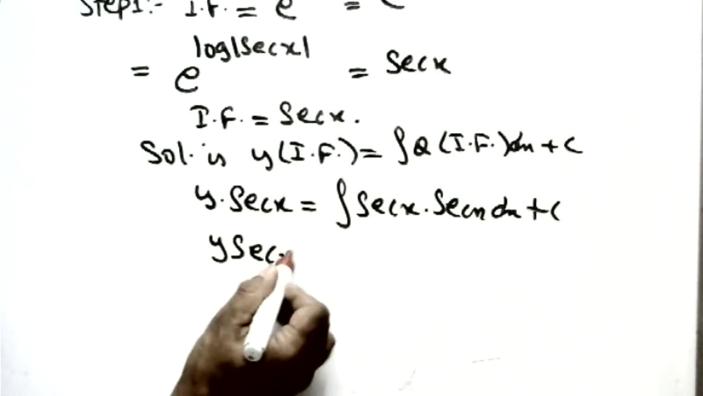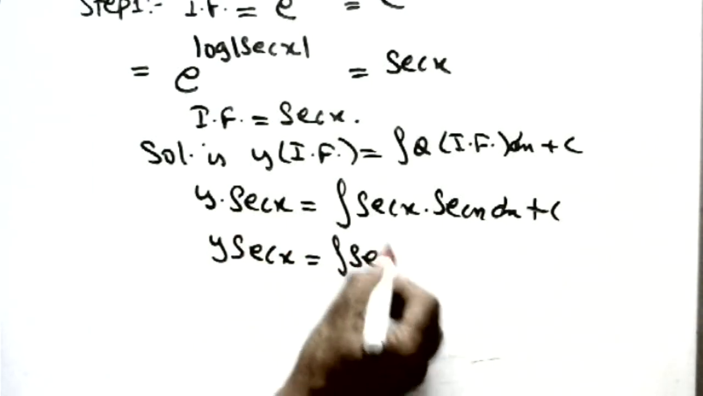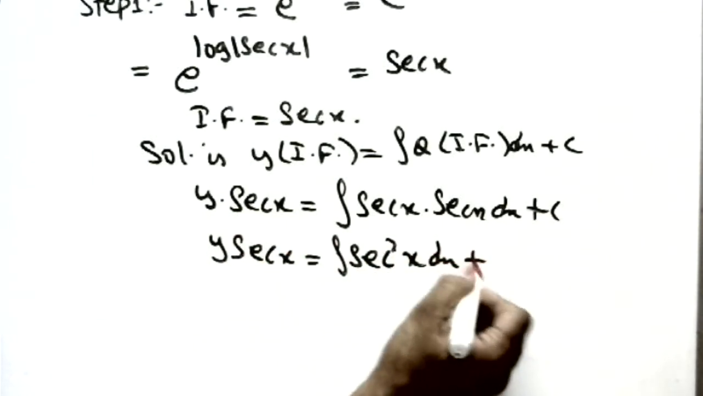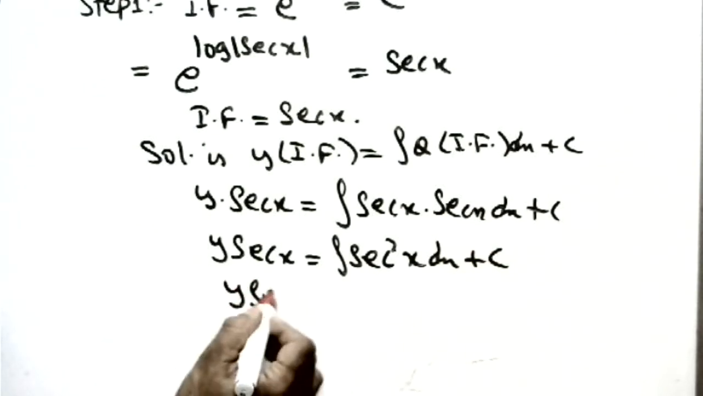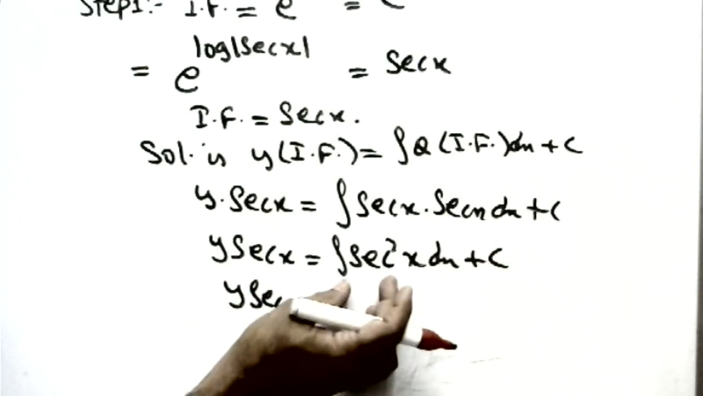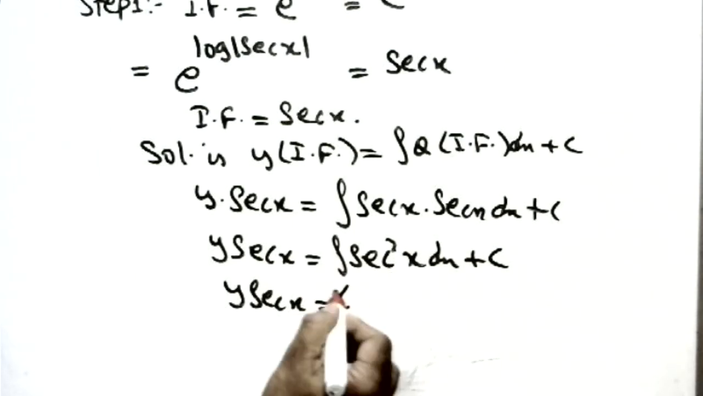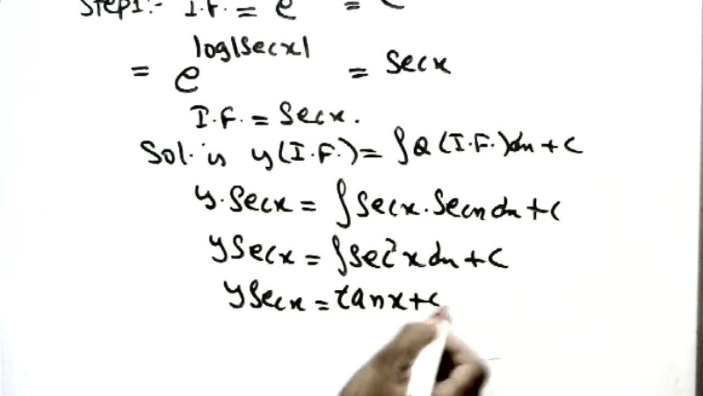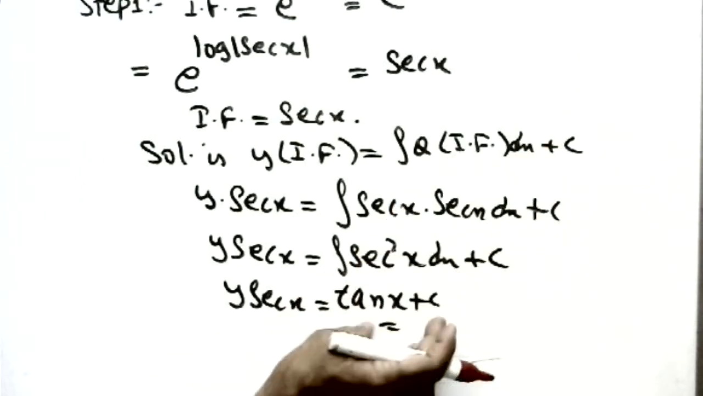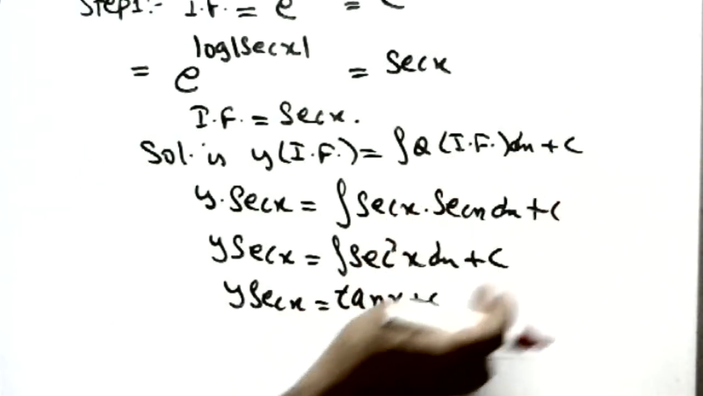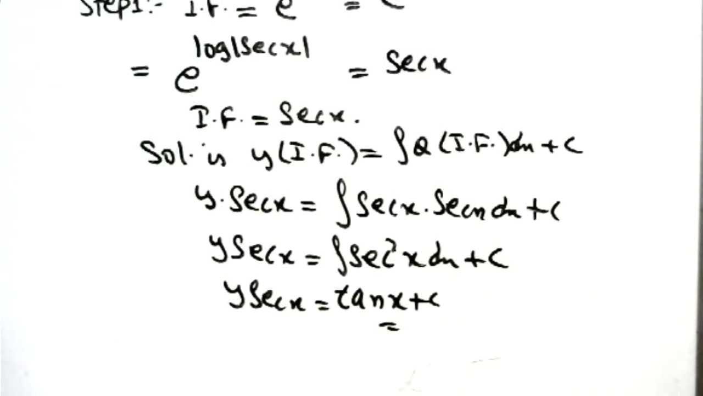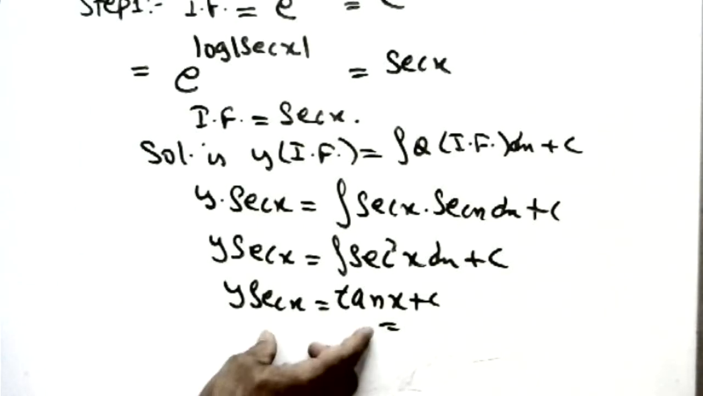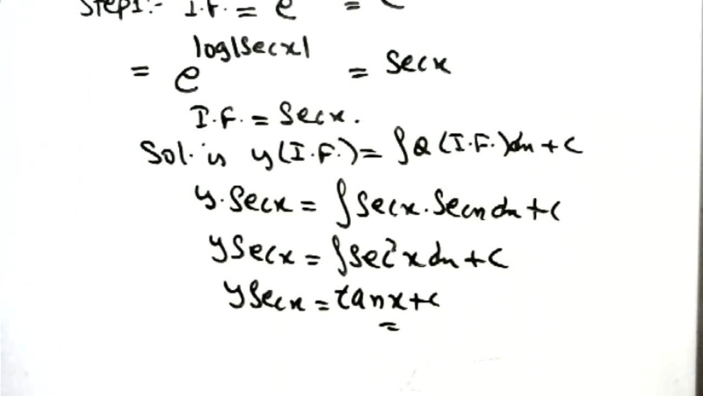Now secant into secant will be secant square x. So y into secant x equals integration of secant square x dx. The integration of secant square x is tan x. So y secant x equals tan x plus c. We can write plus c in the last step also; it is not necessary to write it from the first steps. So this is one type. I know, a very easy question. Let me do one more question of this type.